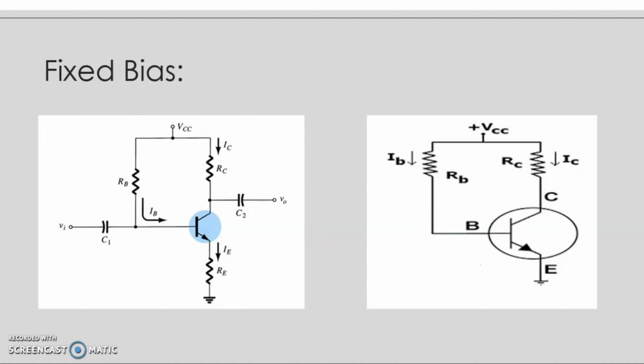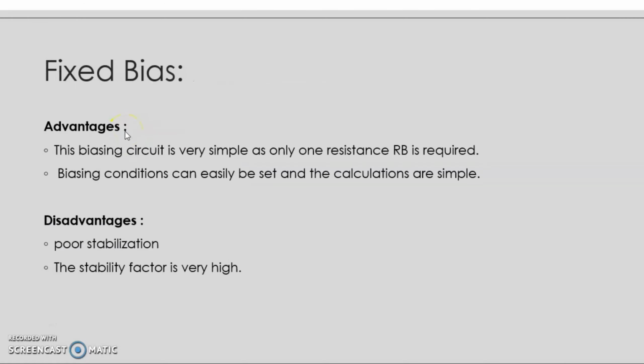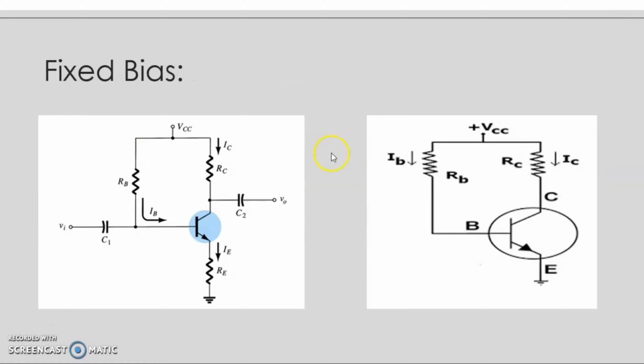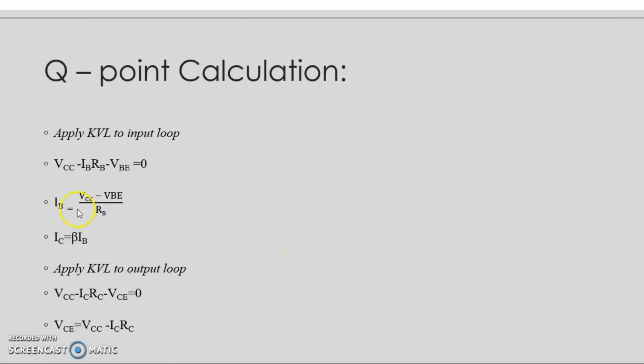There are different types of biasing circuit for BJT. The one we are studying is fixed bias. In fixed bias, you can see I am using a simple RB resistor, this is the RC resistor, and this is the transistor. In order to set the Q point, we need to apply KVL to the input loop. That gives VCC minus IB RB minus VBE equal to 0. Rearranging, IB equals VCC minus VBE upon RB. Then IC equals beta times IB.